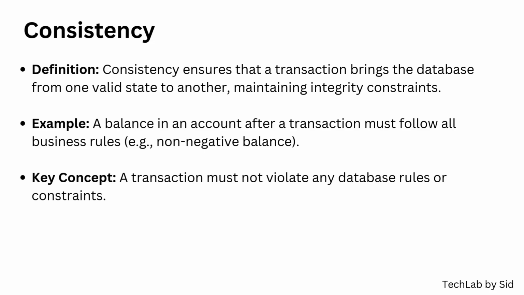For example, consider a bank transaction where you are transferring money from account A to account B. The total amount of money in both accounts before and after the transaction must be the same. Consistency ensures that no transaction will violate the rules defined in the database schema and that the database always stays in a consistent and valid state, regardless of how many transactions are being processed.